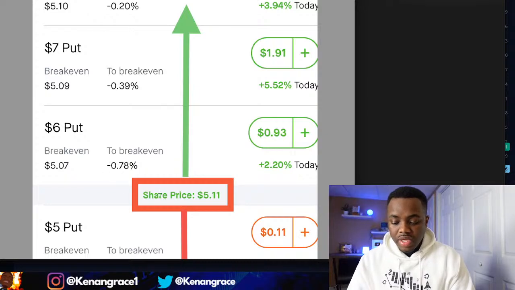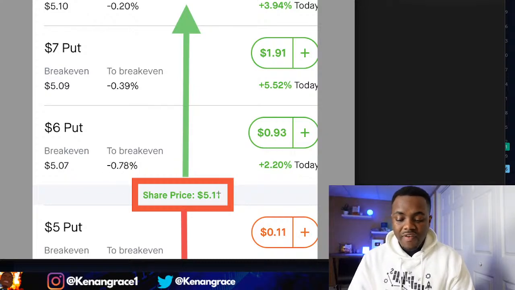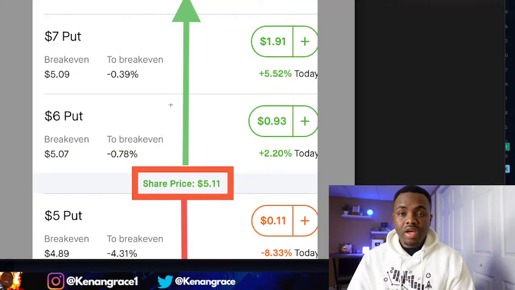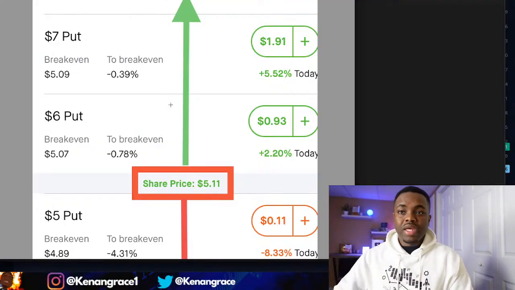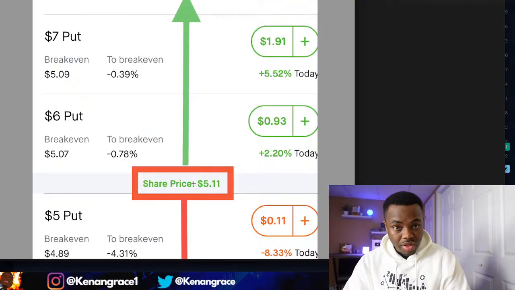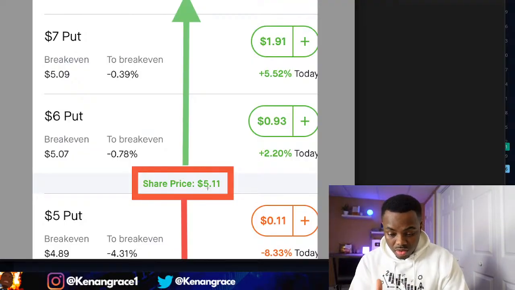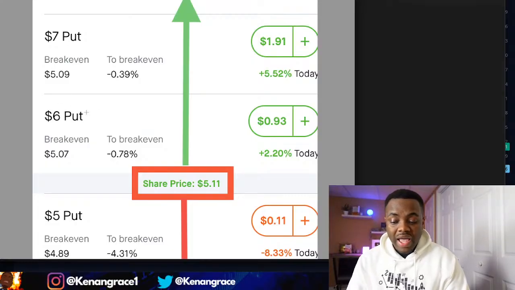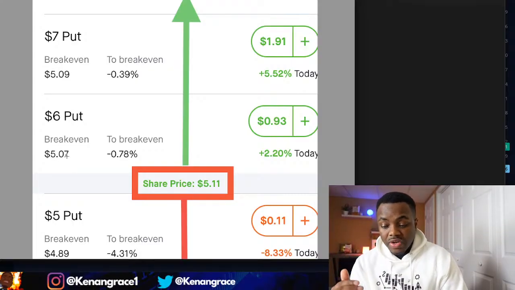So what that means is this. If the stock is currently $5.11, we want it to drop in order for us to make money on this put. So in the green, all of these are in the money, meaning the stock price for this put is actually lower than the strike. These are the strikes, 6, 7, and 8. So you could buy a $6 strike right here. The break even, you would need this to fall to $5.07.